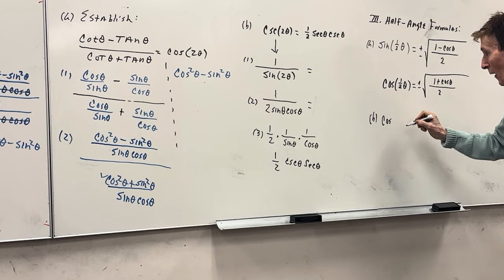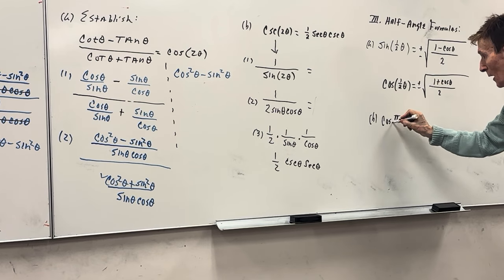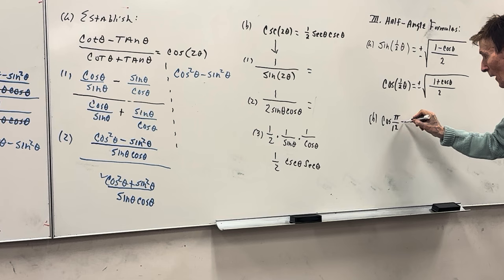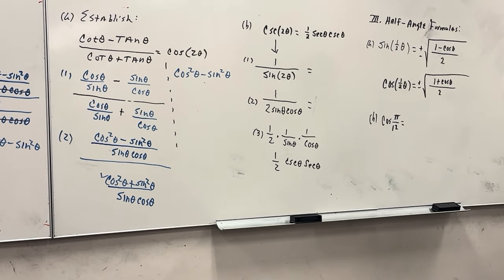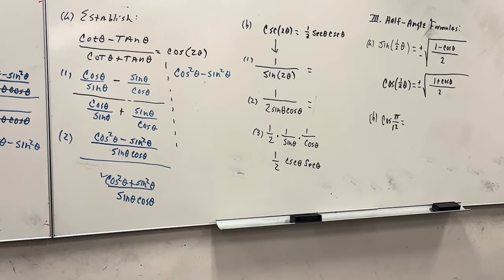Cosine of pi over 12 equals blank. Now, here's the issue. This is the reason I did this. If I ask you to find cosine of pi over 12 on the final exam, I'm converting pi over 12 to degrees real quickly, guys. I think that's like 15 degrees.